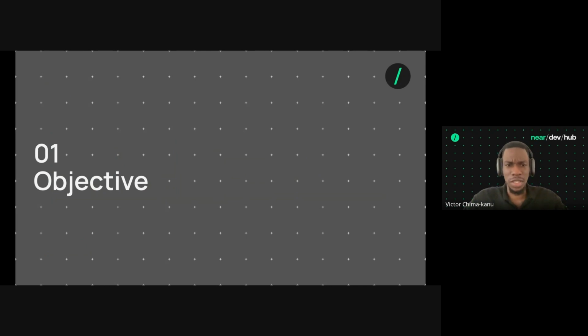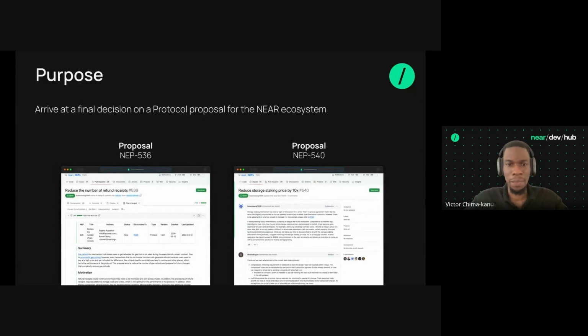And now let's look at the objective for today's call. We're here to publicly vote and arrive at a verdict for NEP 536 and 540. We're also here to celebrate the time and effort that everyone has invested into this NEP.